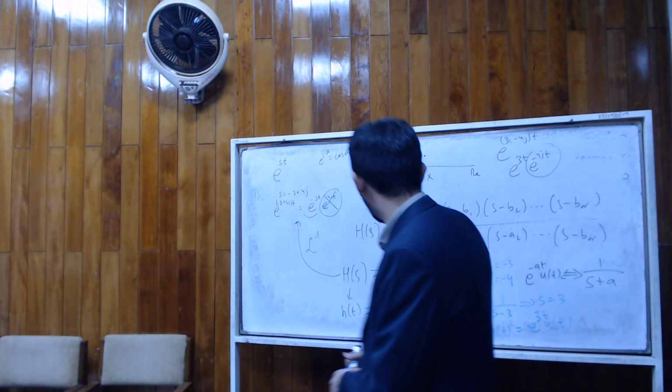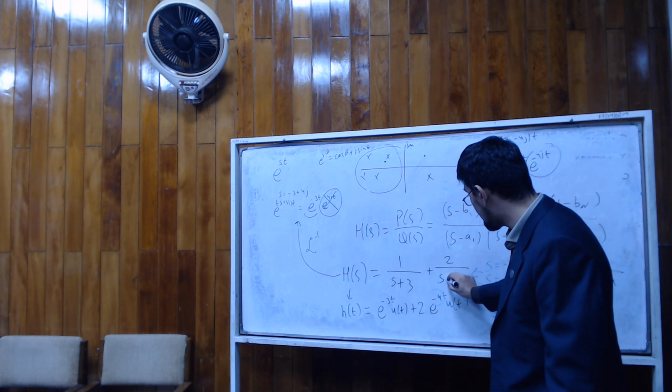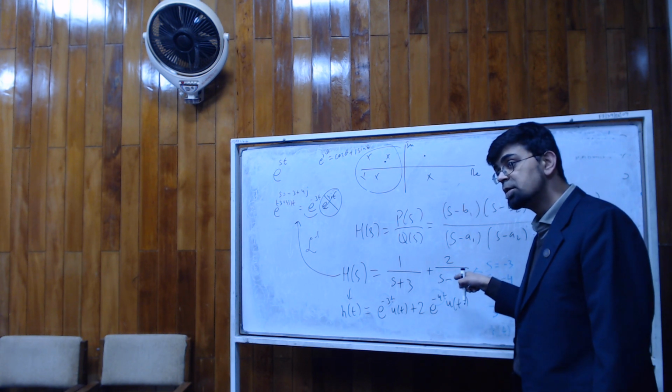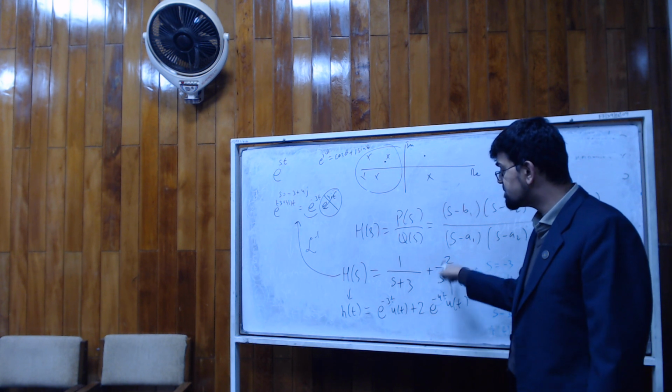What happens, by the way, if in this system we had s plus 3 and s minus 4? Now one pole is in the left half plane, the other pole is in the right half plane. Is this system stable or not?